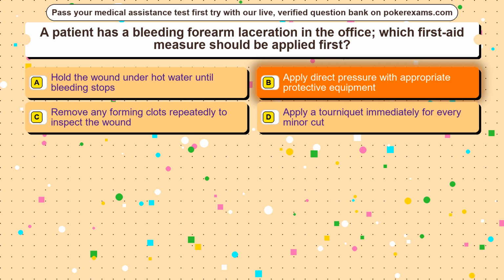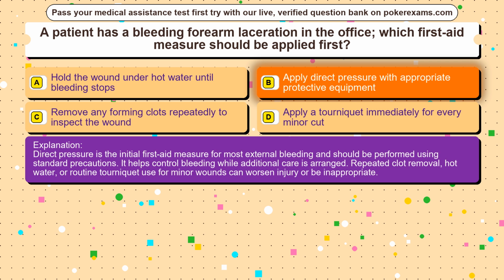The correct answer is option B, apply direct pressure with appropriate protective equipment. Direct pressure is the initial first aid measure for most external bleeding and should be performed using standard precautions. It helps control bleeding while additional care is arranged. Repeated clot removal, hot water, or routine tourniquet use for minor wounds can worsen injury or be inappropriate.